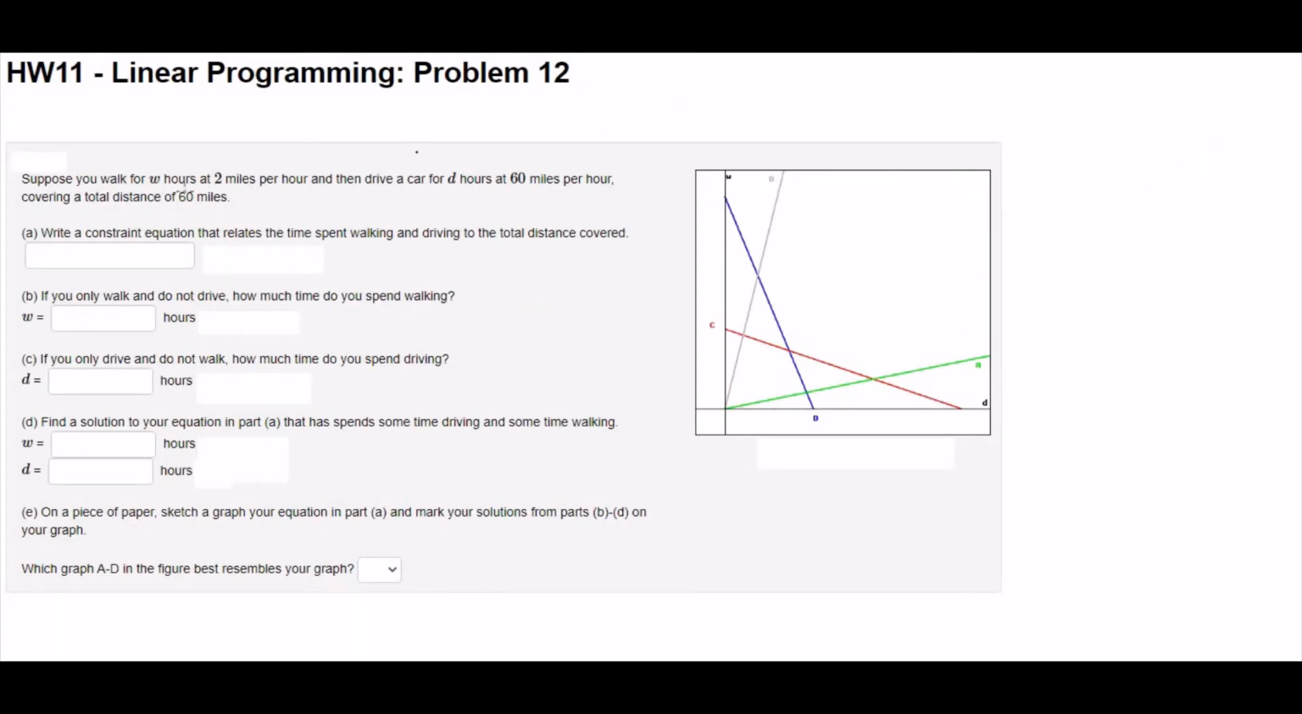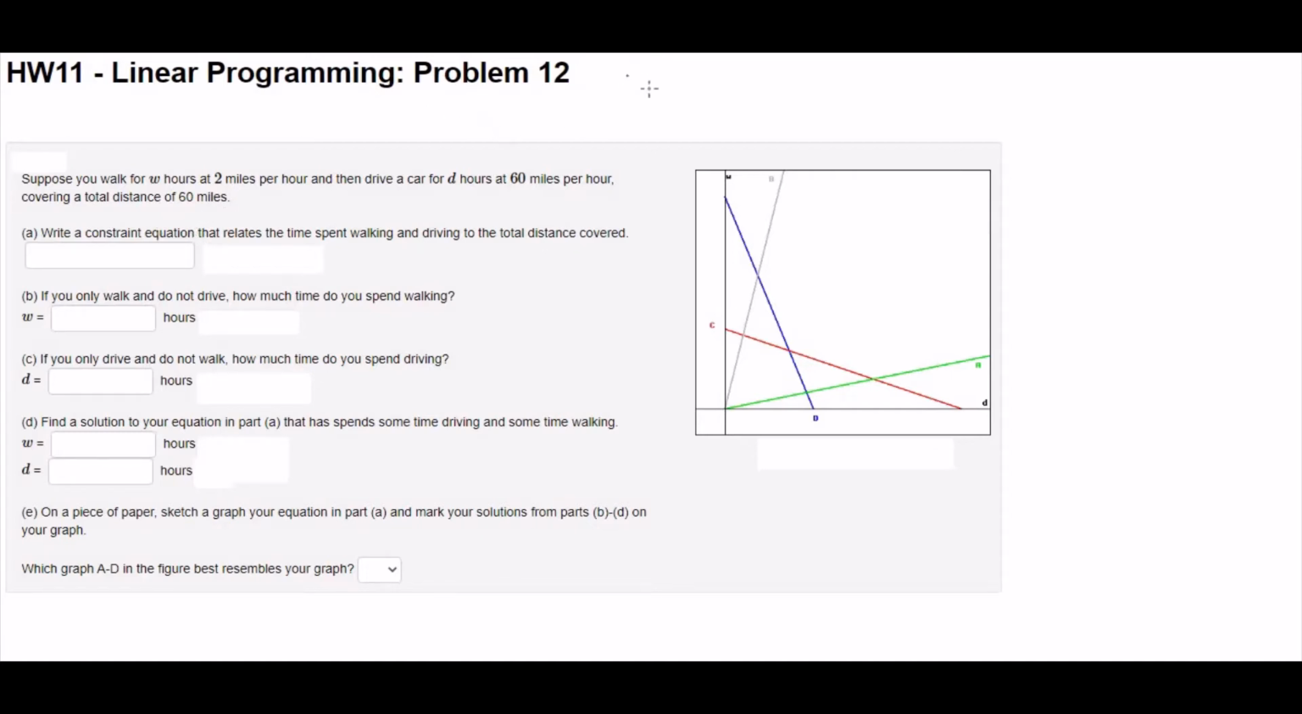Problem number 12. Suppose you walk for W hours at 2 miles per hour and then drive a car for D hours at 60 miles per hour, covering a total distance of 60 miles. Write a constraint equation that relates the time spent walking and driving to the total distance covered. So let's continue with part A.